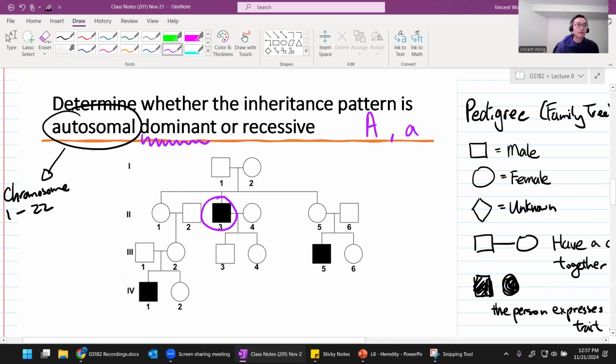Are we saying that the trait we're looking for is dominant, or is what we're not looking for dominant? We're trying to say that this is dominant, and if it is dominant, what kind of genotype would this person be? If it was dominant, it would be uppercase A, uppercase A, or uppercase A, lowercase a, right? That's right. And Cheyenne, you said the same thing, which is very good.